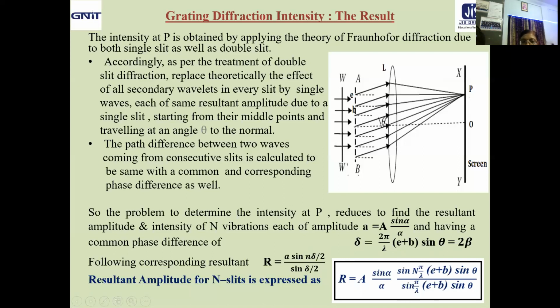So the resultant amplitude for n slits is expressed as R equal to A sine alpha by alpha, sine n pi by lambda (e plus b) sine theta by sine pi by lambda (e plus b) sine theta. So this portion is the result that we have already used for single slit diffraction for n vibrations, and this portion's considerations we have discussed in case of double slit diffraction. So the Fraunhofer diffraction due to n slits we are getting here using the combination of single slit and double slit diffraction theory.